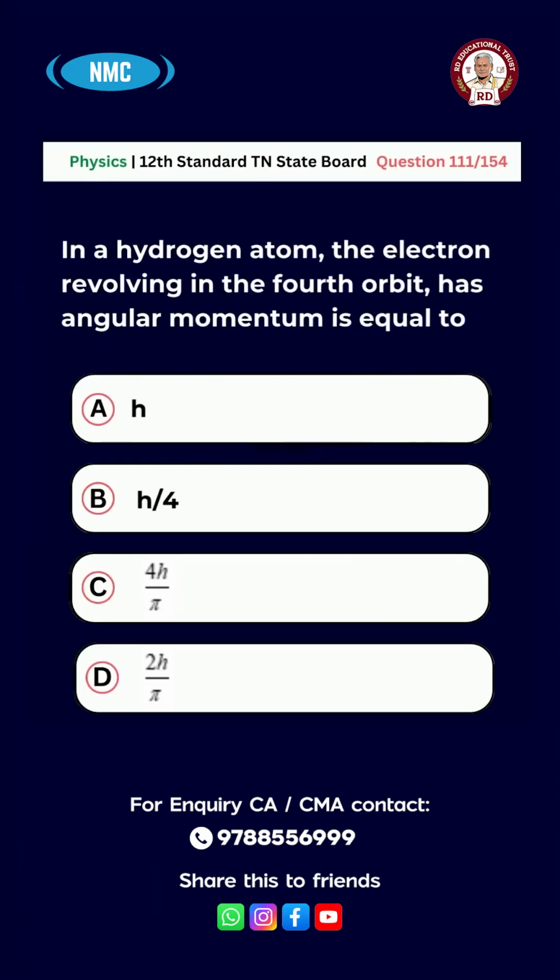Question number 111. In a hydrogen atom, the electron revolving in the fourth orbit has angular momentum equal to: option A, h; B, h by 4; C, 4h by pi; D, 2h by pi. The right answer is option D, 2h by pi.